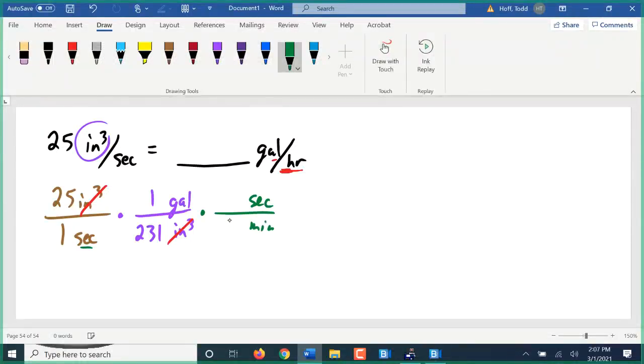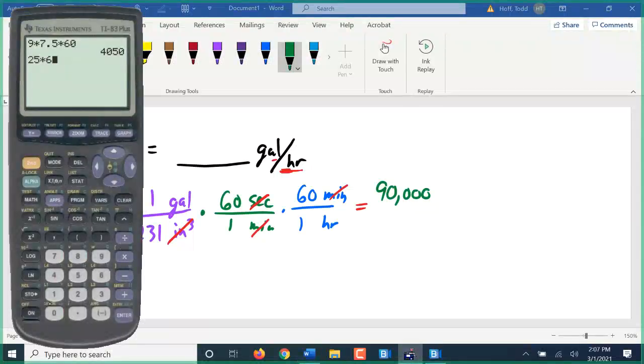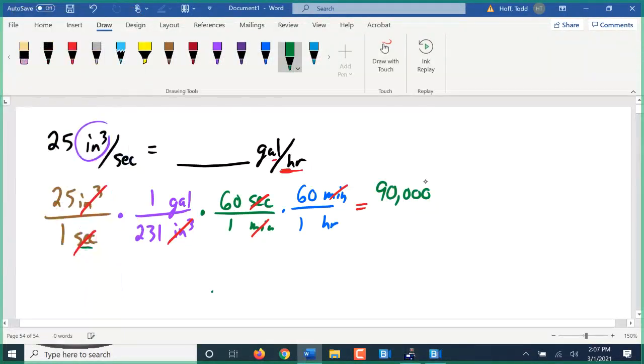We'll go to minutes first. 1 minute is 60 seconds. Seconds cancel out. And then we'll get rid of the minutes. Go to hours. 1 hour is 60 minutes. Minutes cancel out. We now have hours. So on top, we have 25 times 1 gallon times 60 times 60. 90,000. I believe it's 90,000. It is 90,000 gallons.